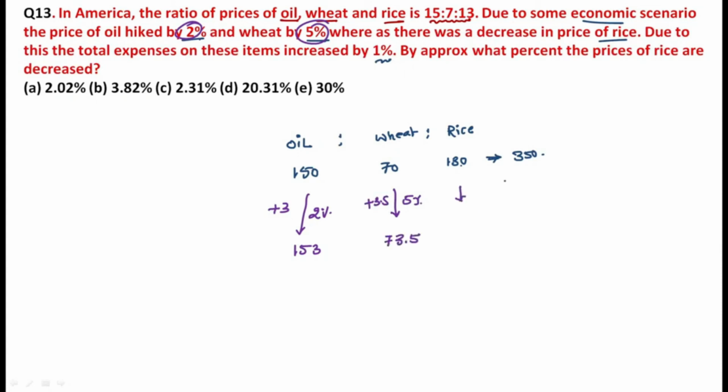And we don't know how much the rice decreases, but the overall value is increased by 1%. So 1% value is 3.5. Now the total value is 353.5. Now see, 153 and 73.5, so we just cancel these numbers from 353.5. Now you can get, see here, 280 minus 130, 133 rupees.